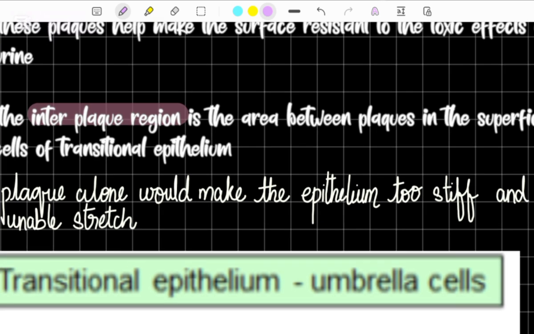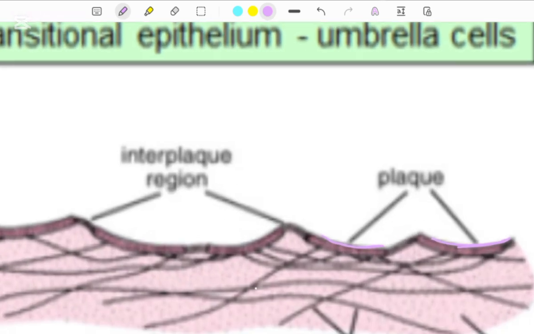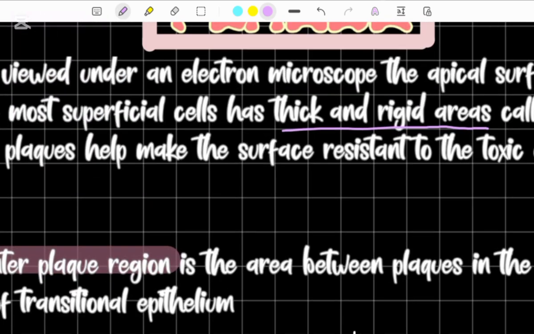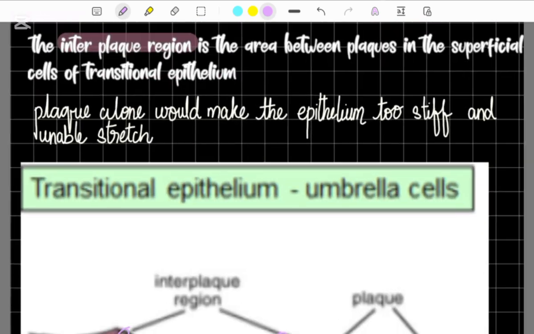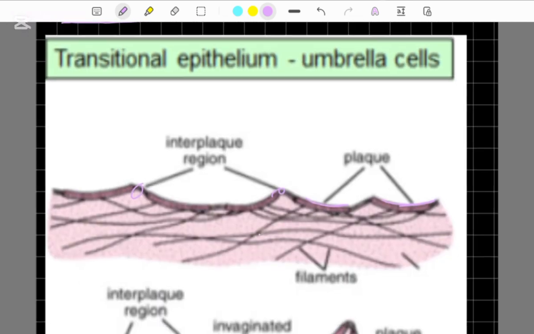The interplaque region is the area between the plaques in the superficial cells of the transitional epithelium. You can see over here. If these regions are not present, then what will happen? We have studied that plaque is a thick and rigid area, so the transitional epithelium would not be able to get its elasticity. It's written over here, plaque alone would make the epithelium too stiff and unable to stretch. Then what's the reason to call it a transitional epithelium?